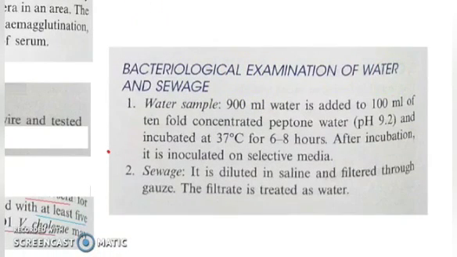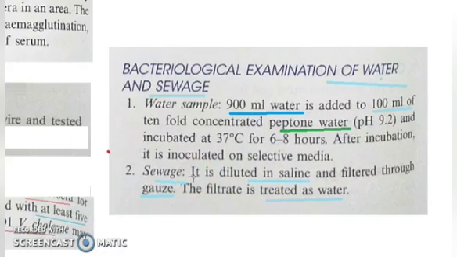Bacteriological examination of water and sewage. Again, this is lab diagnosis itself, because it's not diagnosis, but yes, it's a lab test. Take the water. How much water will you take? 900 ml of water, and then take 100 ml of 10-fold concentrated peptone water. Anyway, I'll take it as 100 ml peptone water. Incubate at 37 degrees centigrade, again 6 to 8 hours because it's liquid media. Then you can check the colonies.